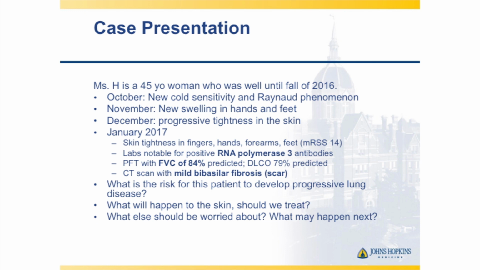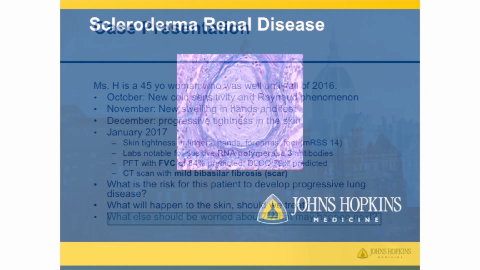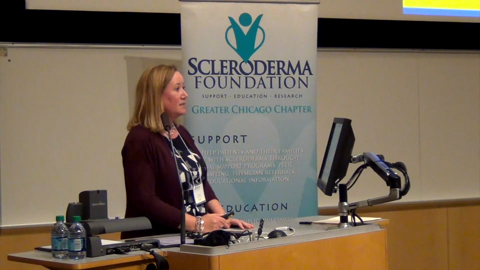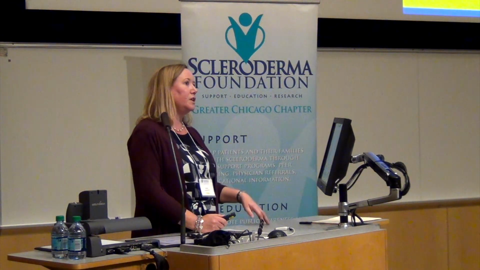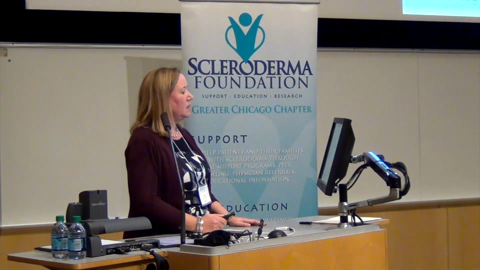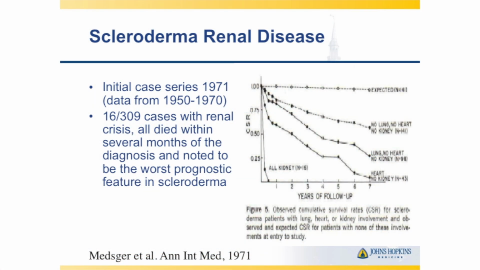So go back to our same patient again. And so what else should we be worried about? We alluded to this already, but one of the things we should be worried about is scleroderma kidney disease in a patient with early diffuse skin disease who makes RNA polymerase III antibodies. Before the advent of effective therapy, this was universally fatal in scleroderma.